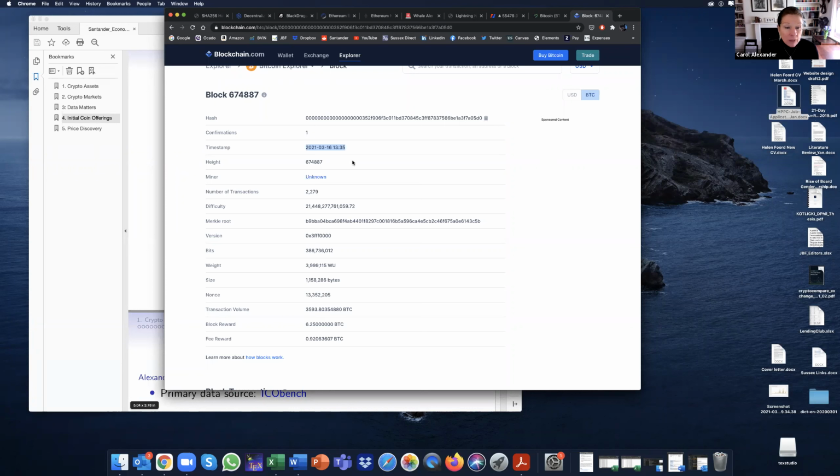This was an unknown miner. There were 2,279 transactions. So the Merkle tree started with 2,279, including one of those which will be the fee coming back to the miner for the 6.125 Bitcoin reward. But each of those transactions may or may not have an extra fee to the miner.